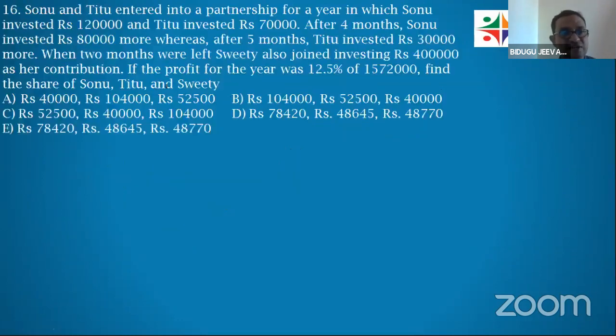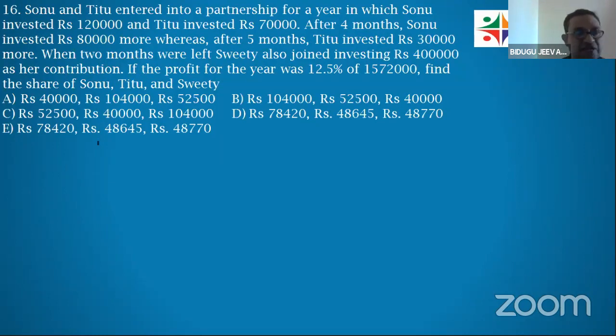Sonu and T2 enter into a partnership for a year in which Sonu invested 1 lakh. See, in partnership problems, if there are huge values like 1,20,000 and 70,000, people definitely start getting disturbed. But be careful and omit all the common zeros. This is my suggestion to everyone whenever you do ratio problems, partnership problems, or larger value questions.